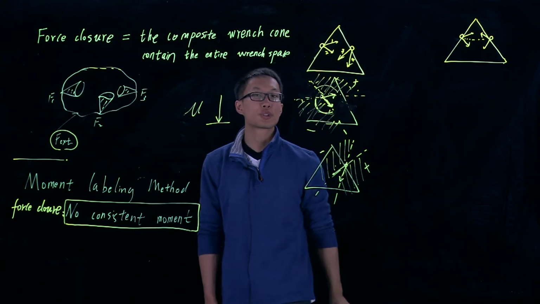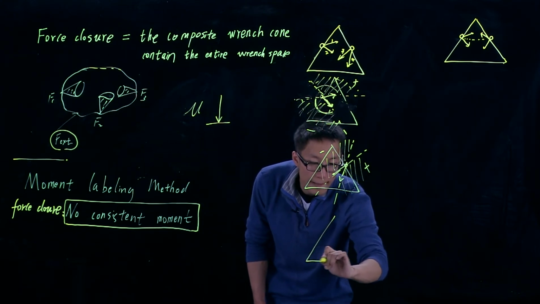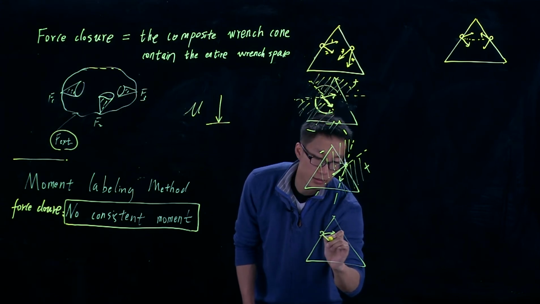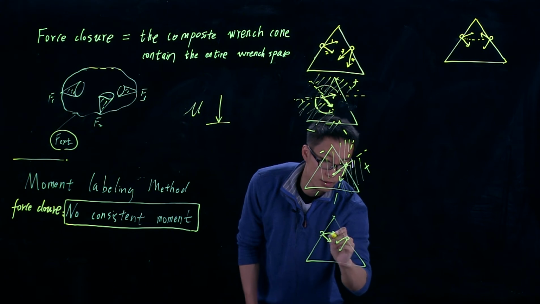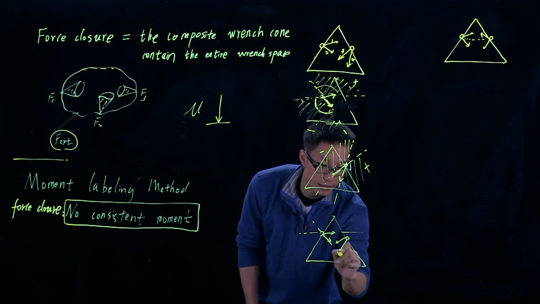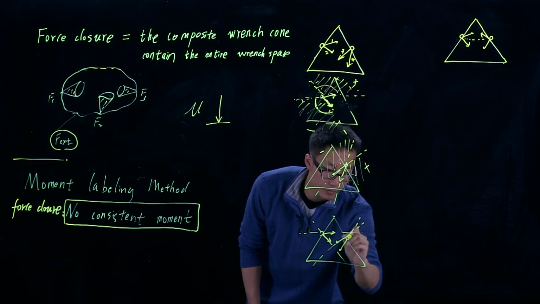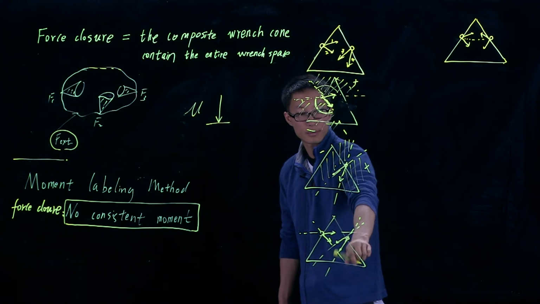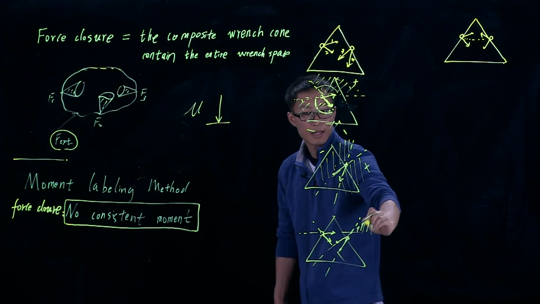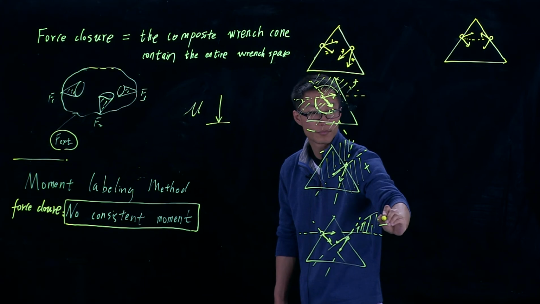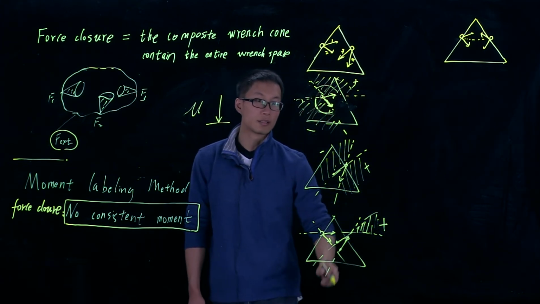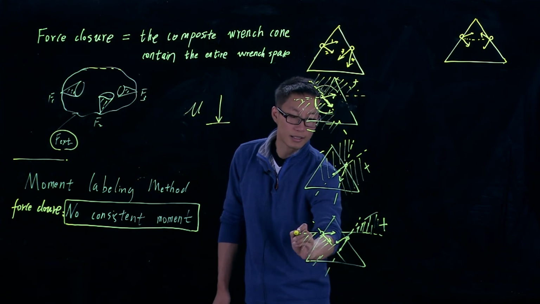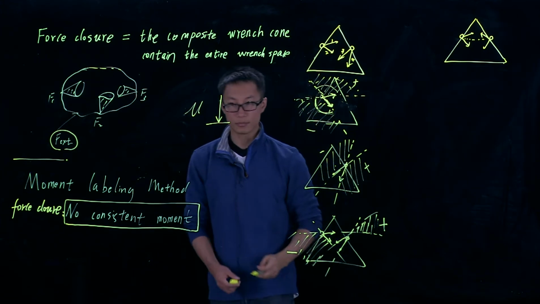And combining these two wedge cones, we will see where is positive and where is negative moment. Let's see. This is positive, and this part is positive. So this part has a consistent positive moment, and this is negative. Here is negative. Okay, this part has a consistent negative moment.